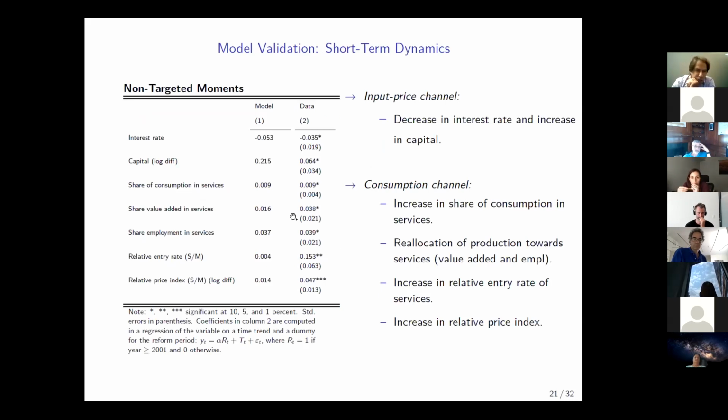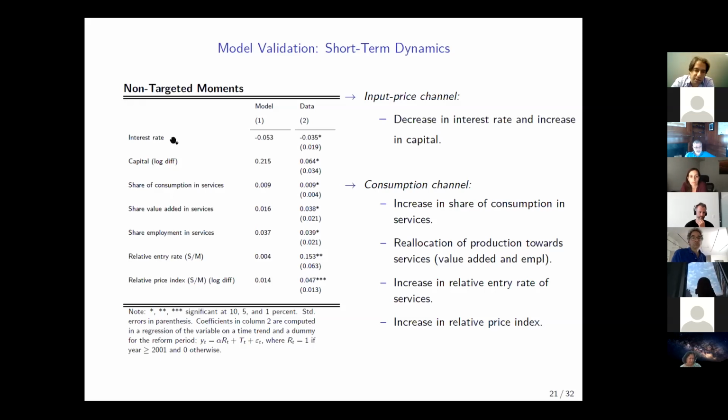As a validation of the model, one thing that we can do is to redo this kind of difference in difference, comparing data and model with respect to the macro variables that we saw before. So you see that the model can generate a decrease in the interest rate that is similar to the one in the data. The increase in capital in log differences is a bit larger because of the scale of the model. You see the change in the share of consumption in services, the share in the value added, and things go in the right direction.